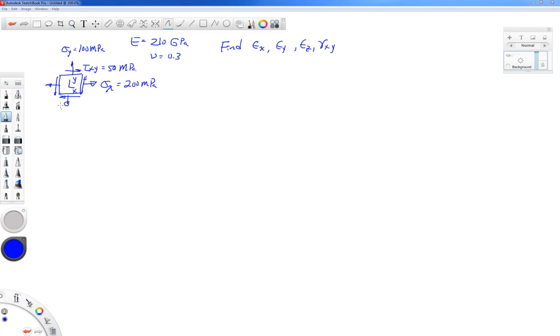So this is also known as a state of plane stress. Let's talk about that for a minute. A state of plane stress is a situation you get where all the non-zero stress components lie in one plane.